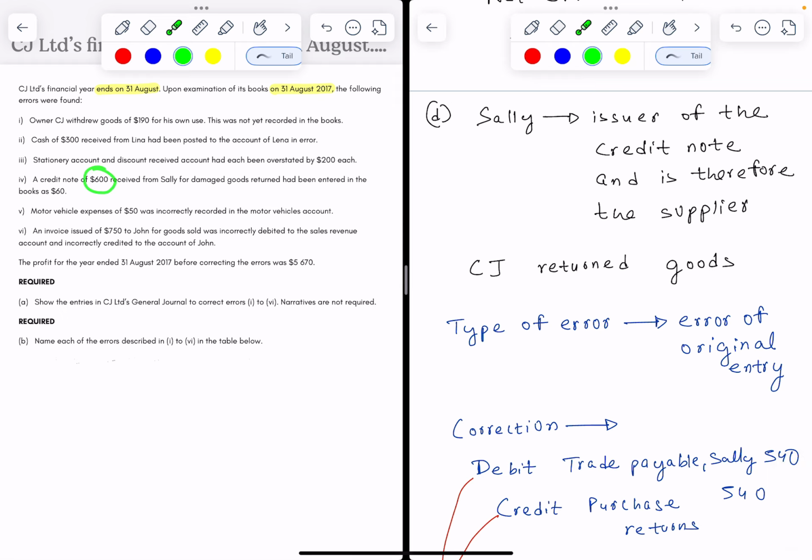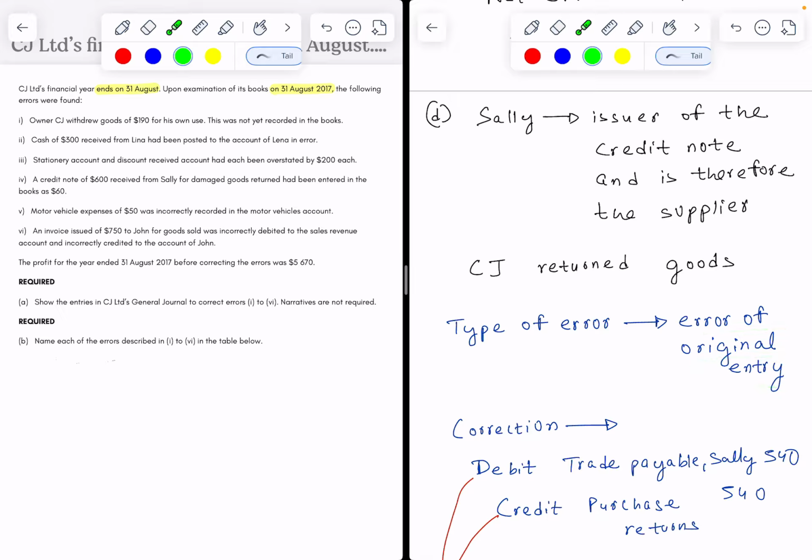A credit note of $600 received from Sally for damaged goods returned had been entered in the books as $60. Okay. So this type of error, which involves the wrong entry of numbers, is what we classify as an error of original entry, where the original amount, as we understand, was $600, but we ended up recording it for $60, right?